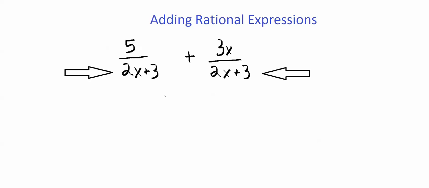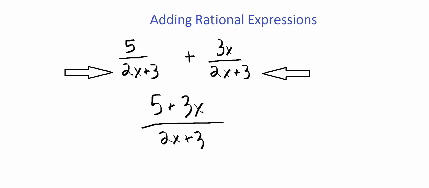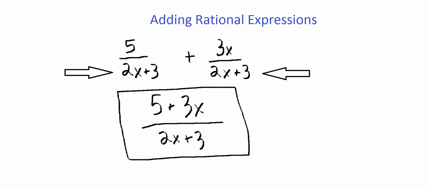Then we continue by simplifying. So we have 5 plus our 3x over 2x plus 3. And it's just one 2x plus 3 because we know that 2x plus 3 is our common denominator. Now that one's pretty simple because we don't have to factor or do anything too complex.